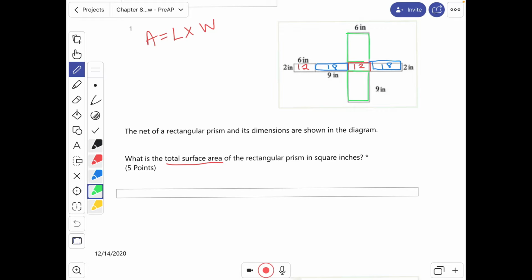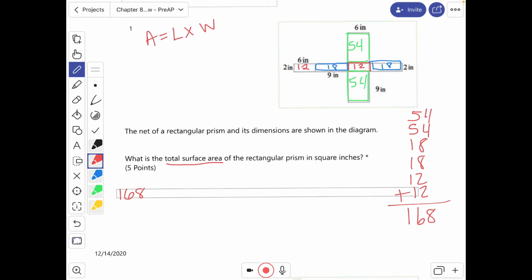They give you the measurement in 2 places. So 6 times 9 is 54. So we're adding 54 plus 54 plus 18 plus 18 plus 12 plus 12. If you add all those together, you get 168. So the answer is 168, and you can write inches squared, or you can write the words out, squared inches. Number 2.